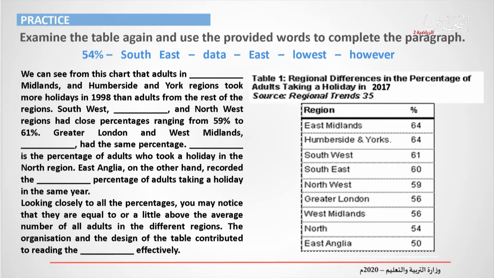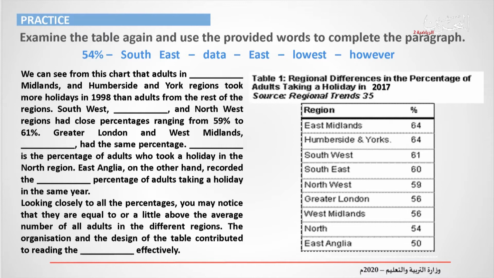We can see from this chart that adults in the East Midlands and Humberside and York regions took more holidays in 1998 than adults from the rest of the regions. Southwest and Northwest regions had close percentages ranging from 59% to 61%. Greater London and West Midlands had the same percentage. Blank is the percentage of adults who took a holiday in the North region. East Anglia, on the other hand, recorded the blank percentage of adults taking a holiday in the same year.